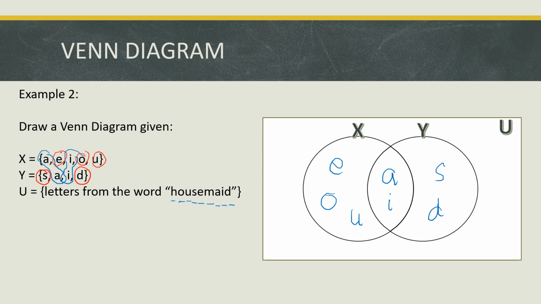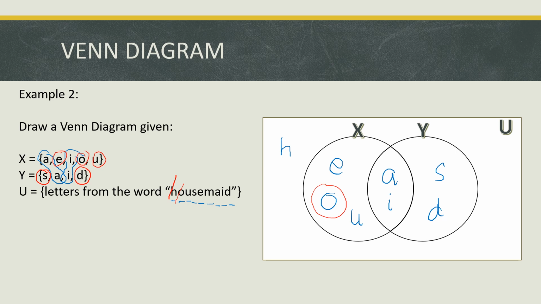H. We do not see the element H on the circle X, and we do not see the element H on the circle Y. Therefore, we will write it outside the circles X and Y. You can write it wherever you want, as long as it is inside the universal set. So we're done with H. Let's mark it. And how about O? The next letter is O. We can see that there's O inside the circle X, so it is already written inside the Venn diagram.